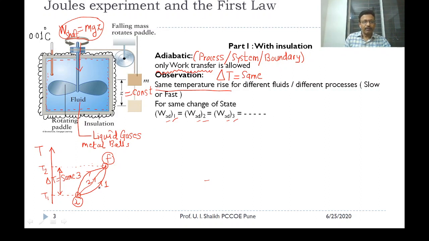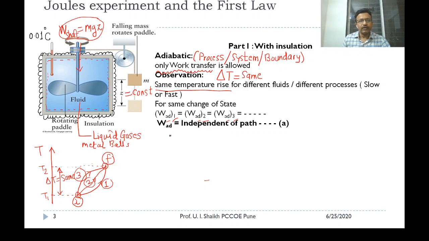So whatever may be the path followed by the system, whether it is 1 or 2 or 3, to carry the system from the given initial state to the given final state, which is identified by the temperature, the same amount of work is required. In other words, this can be written like this: W adiabatic is independent of the path followed by the system, whether the path is 1 or 2 or 3, it is same. So this is the important inference that we can draw from the first part of Joule's experiment. Let us call this statement A.